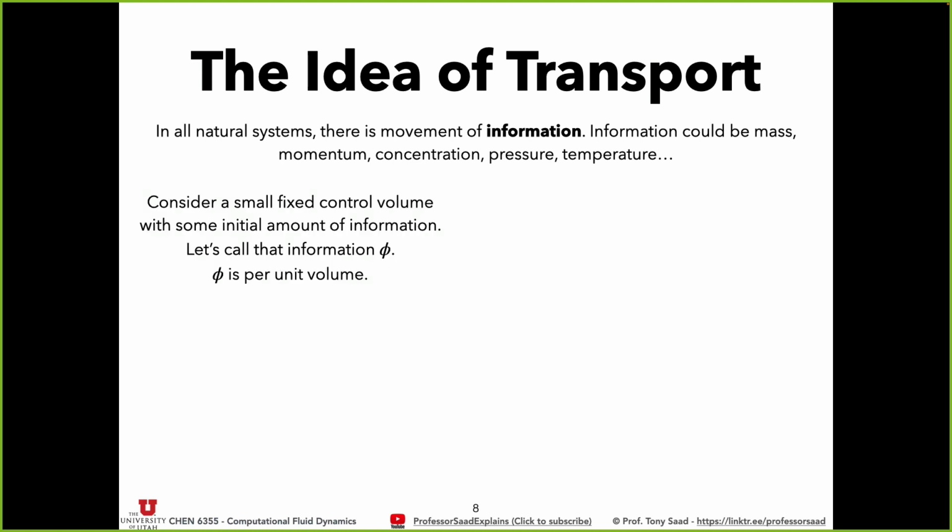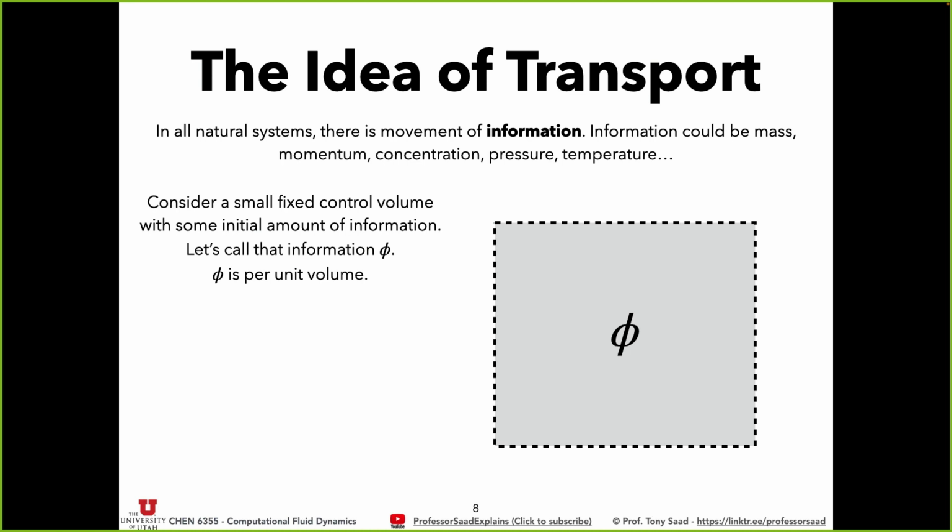Now, we will consider a small fixed control volume. I drew it here in 2 dimensions for simplicity. We'll do the 3D in a couple of slides. I want you to consider a small control volume with some initial amount of information. Let's call that information phi. It's our commonly used dummy variable name. Phi could be any kind of information. And by definition, this phi should be per unit volume. We'll understand that later when we derive the equations, because this volume is arbitrary. If you make phi dependent on the volume, then it's going to change for a different volume. But if you make it per unit volume, then it doesn't matter what volume you choose. That's why we make it per unit volume. I could have drawn this as a circle. Doesn't matter. Phi is a quantity per unit volume.